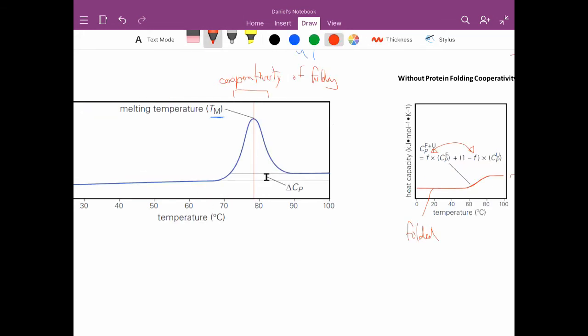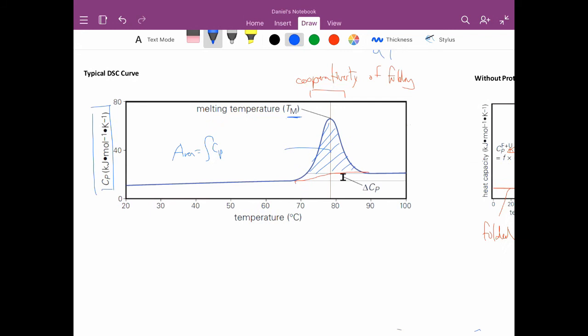So if we were to insert the curve without cooperativity in unfolding and folding, it would look sort of like this. And so now we have this huge area above it that is actually very interesting, because this area is the enthalpy change of unfolding. So you integrate over the heat capacities, which is the y-axis here, and you end up getting the enthalpy change of unfolding. And it's important to note that this is at the melting temperature, not across the whole protein.